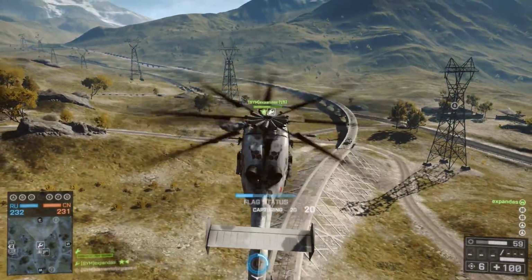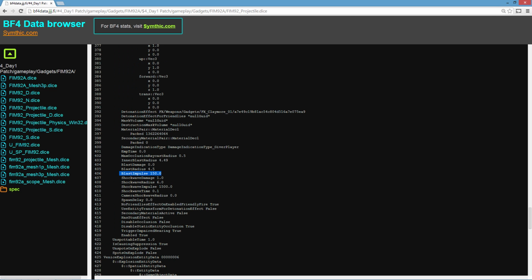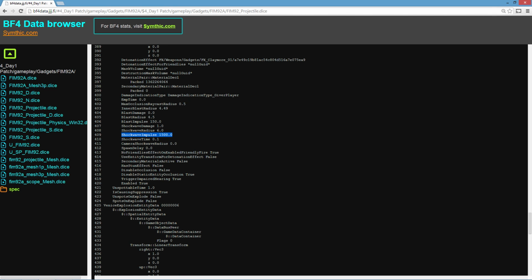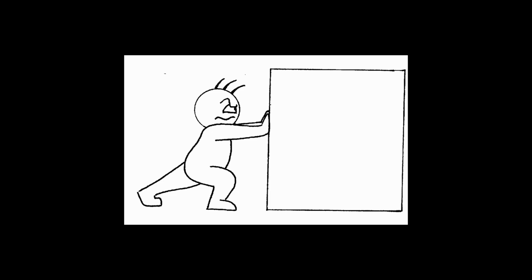So what exactly is the impulse effect? Well, it's really a combination of what's referred to in the game files as the impact impulse, blast impulse, and shockwave impulse, reacting with the material meshes of whatever vehicle you are flying or operating, and how the physics engine responds to that. So in other words, it's basically a representation of the force that a vehicle would experience when it gets struck by an explosive.